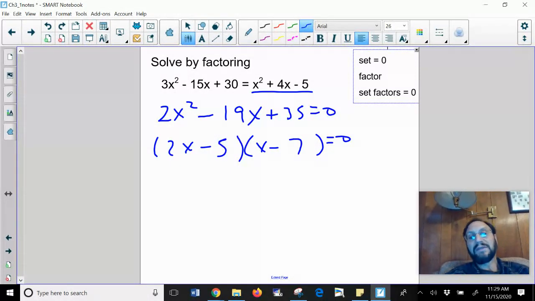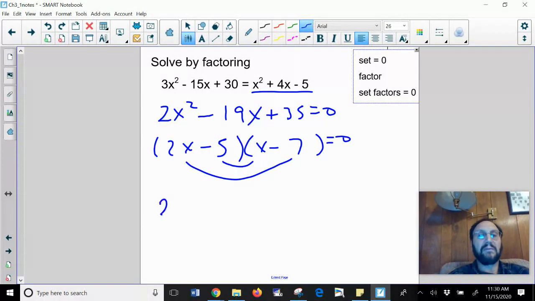We can try one of those and see what happens. So how about 5 and 7, since they multiply up to 35? So the outer terms would be negative 14. The inner terms would be negative 5. Negative 14 and negative 5 makes negative 19. All right, so I've set it equal to 0. I've got my factors. Now I'm going to set my factors equal to 0. 2x minus 5 equals 0. x minus 7 equals 0.